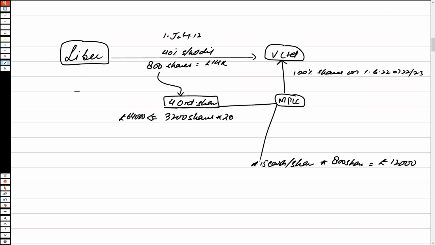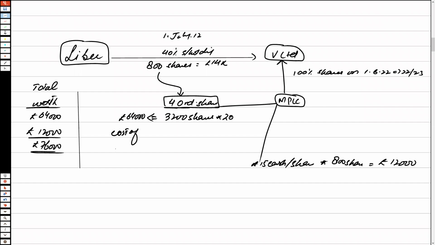What is the total worth calculated? Total worth would be the sum of the value of the ordinary shares, which is 64,000, and the value of the cash received, 12,000. So the total worth is basically 76,000. Why have we calculated this? Because in the next step, we need to calculate the cost of ordinary shares, and at the same time, the cost of the cash element.